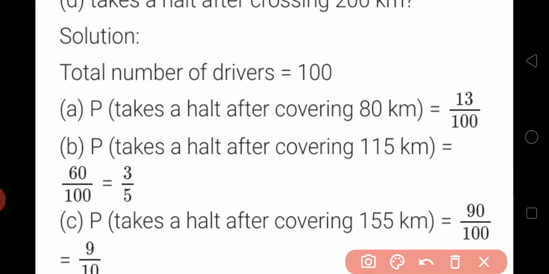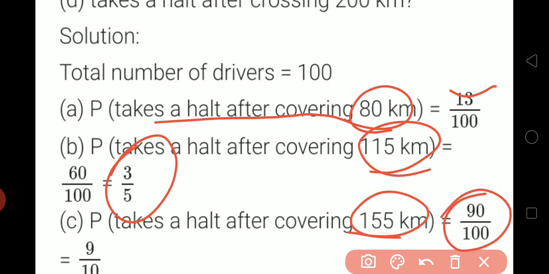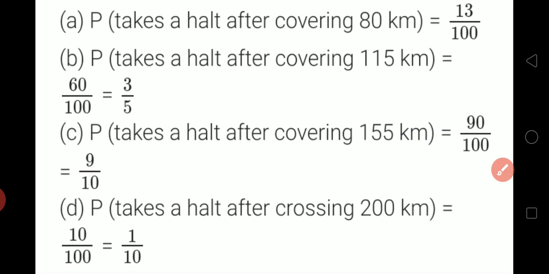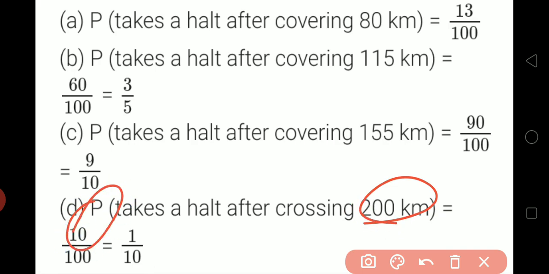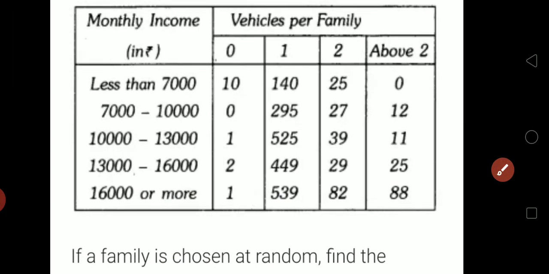So here, taking a halt after covering 80 kilometers is 13 by 100, at 115 is 47 by 100, at 155 is 30 by 100, after cutting you will get 3 by 10, and after 200 is 10 by 100, that is 1 by 10, right? So this is the solution.